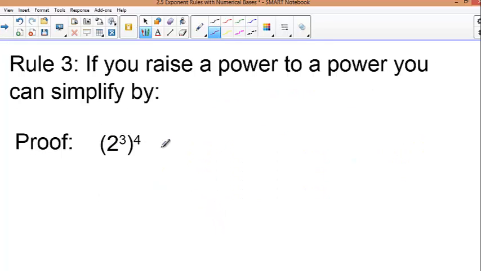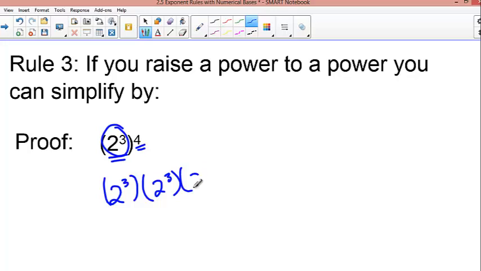So with rule number 3, another interesting rule is that if you raise a power to a power, you can actually simplify by, well, let's take a look at this. 2 to the power of 3 to the power of 4 means take 2 to the power of 3 and multiply it by itself 4 times.